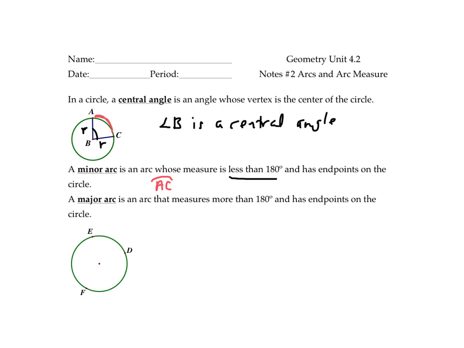A major arc is an arc that measures more than 180 degrees and has endpoints on the circle as well. Now, 180 degrees will be a semicircle. We'll talk about that in a second.